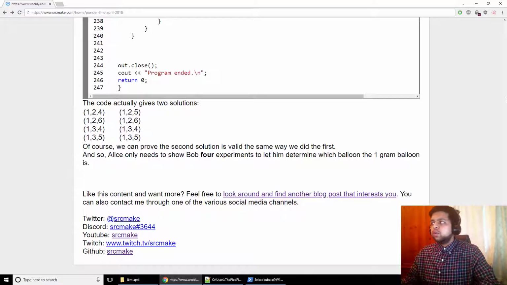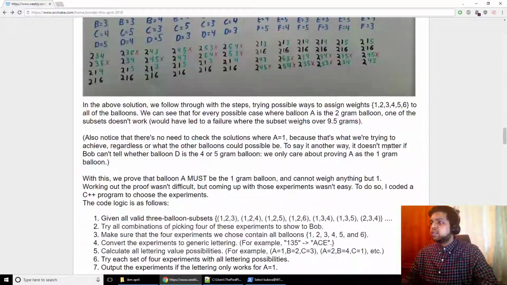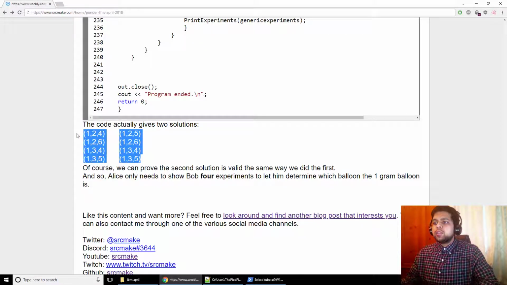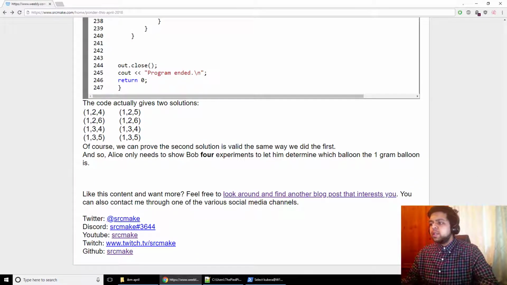And of course, if you go through this same process for the second solution of trying to prove that A has to be the 1-gram balloon and can't be any other balloon, you'll see that the answer works. So we do show that Alice only needs to show Bob 4 experiments if you show him either this experiment or this experiment. And that is our solution for the IBM Ponder This Challenge for April 2018. It was a little involved, but I just wanted to show what the process of thinking was and how we actually came up with the solution.